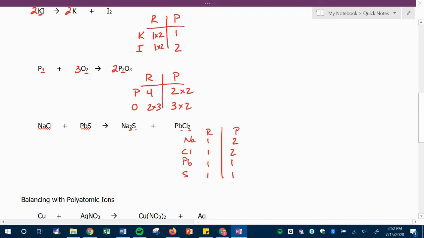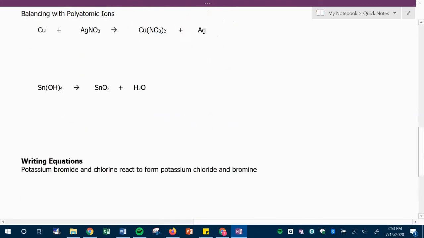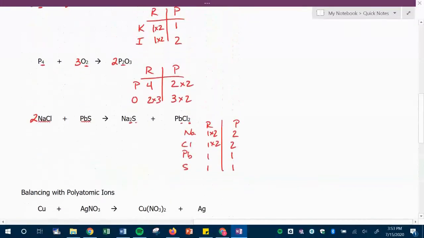Now as we see this, the Pb and the S are okay on both sides, but the Na and the Cl are not. That means we need to multiply both Na and Cl by 2, which is good news because Na and Cl are together as reactants. So by multiplying those by 2, that does balance out our equation. So now that we've talked about this, let's talk about what happens when you have to balance with polyatomic ions.